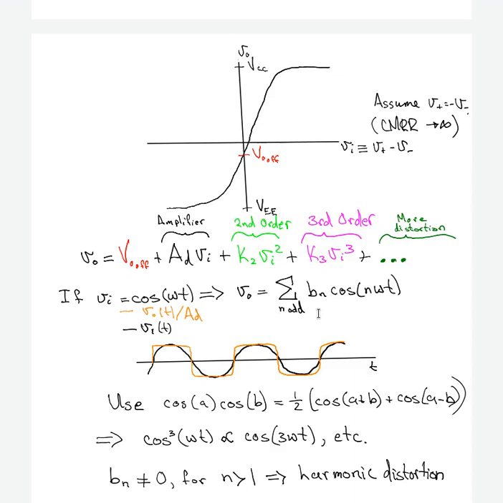Now, these extra terms in this Fourier series are called harmonics. And so when you have extra terms like B sub 3 is not 0, B sub 5 not 0, B sub 7 not 0, those would cause what we call harmonic distortion.